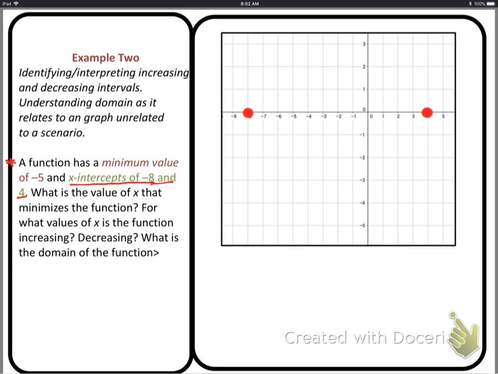Now it asks, what is the value of x that minimizes the function? Keep in mind that minimums occur at the vertex. So what this is asking us to do is solve for the vertex. Since we have a minimum value, we know the parabola is going to be opening upward, and we know that parabolas are symmetrical, right?